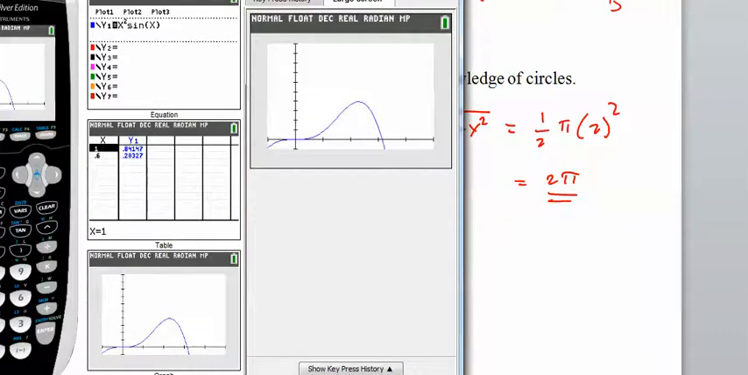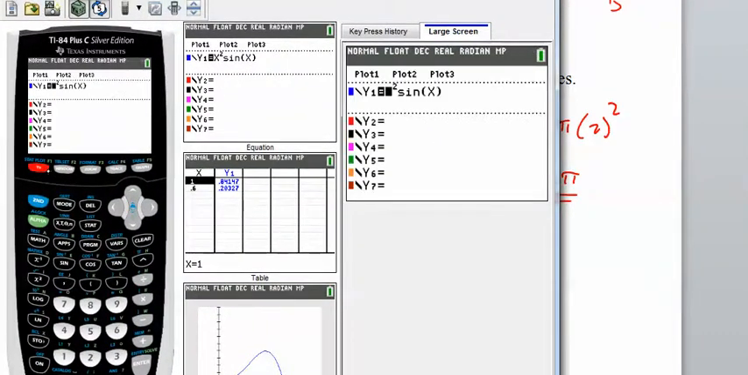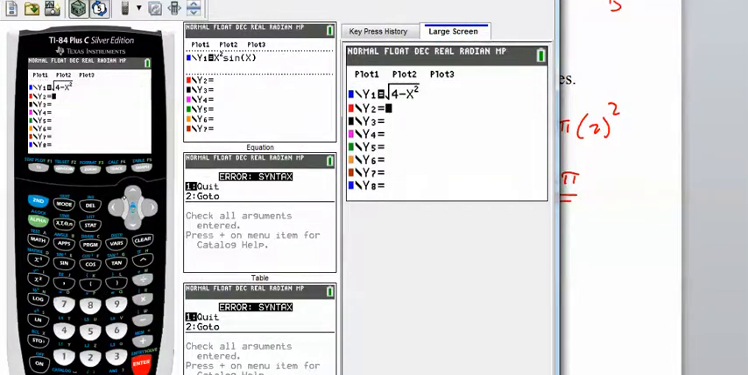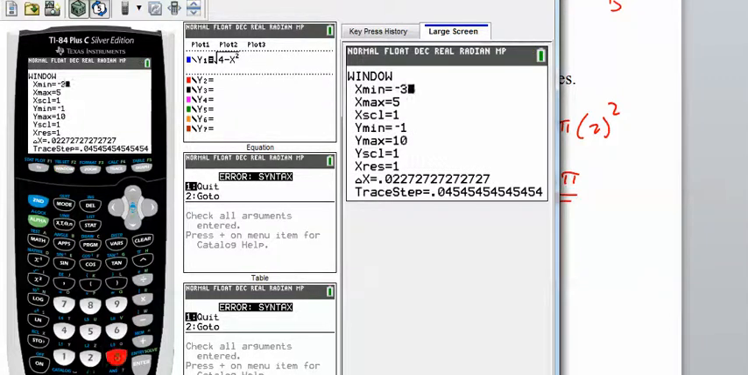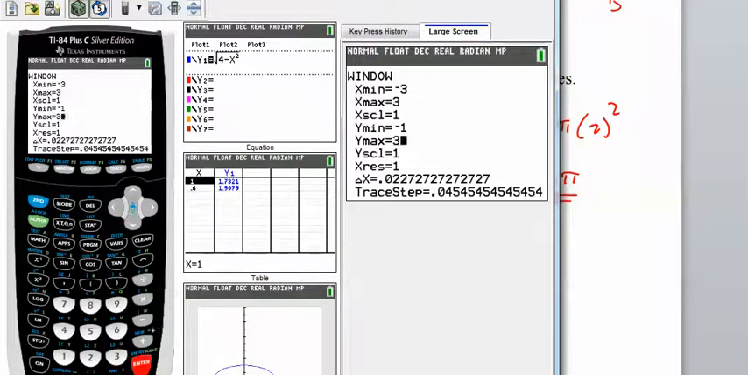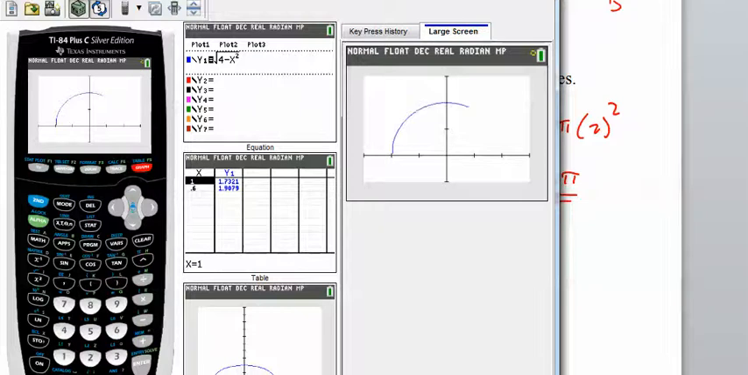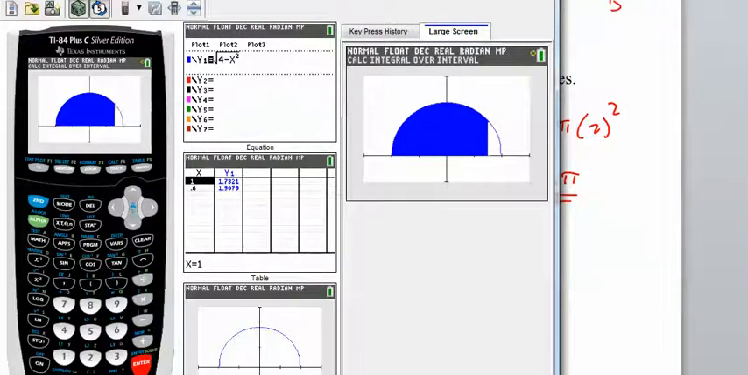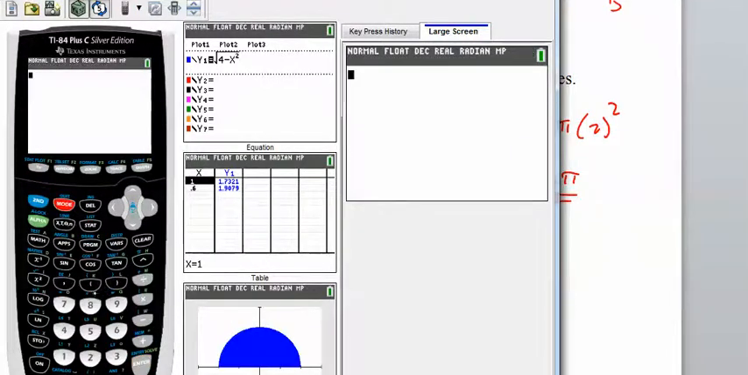Now I showed last lesson how to do it with the calculator. I'll show it again. We can put it in here. I always have trouble remembering what I'm typing when I put it in. 4 minus x squared, enter. And let's set up the window from -3 to 3, and from -1 to 3. So there it is. And I say I want the area under there, so we do this integral thing. It's kind of cool. It maps it out. It tells us the answer is 2 pi, 6.283.